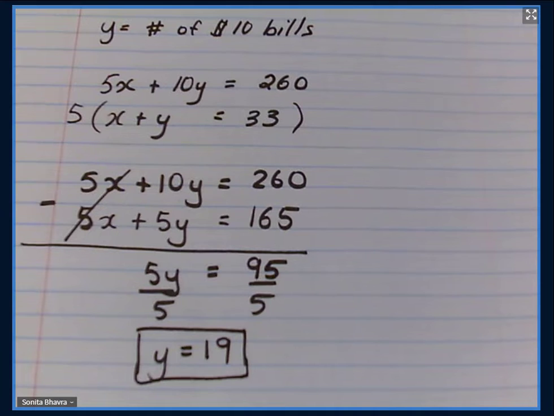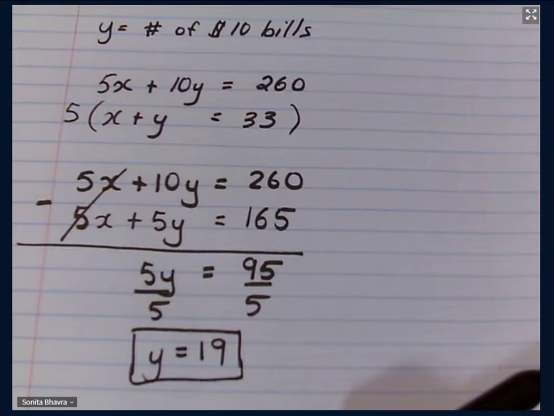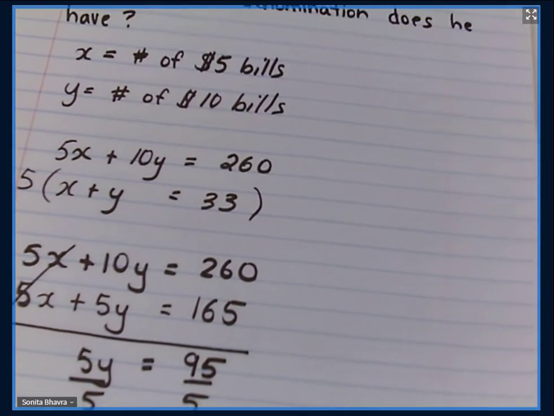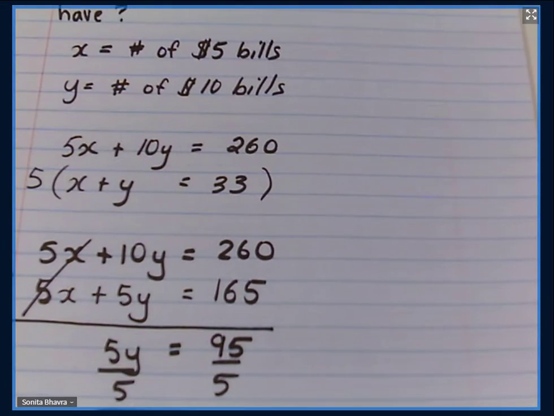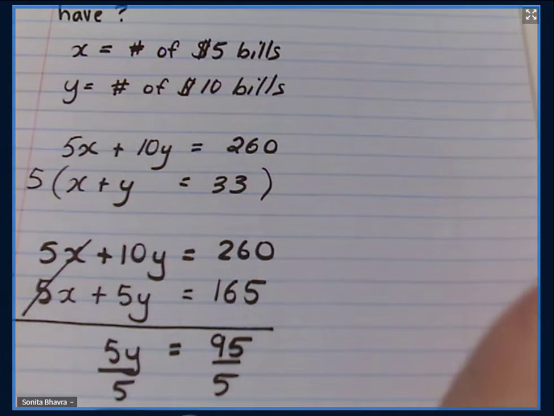All right, so now we have that y is equal to 19. In elimination, you can take that y equals 19 and you can substitute it into either equation. That's one of the differences with substitution. So I can just take that and substitute it into my x plus y equals 33.